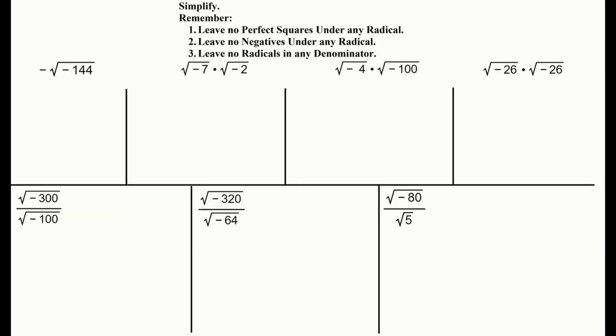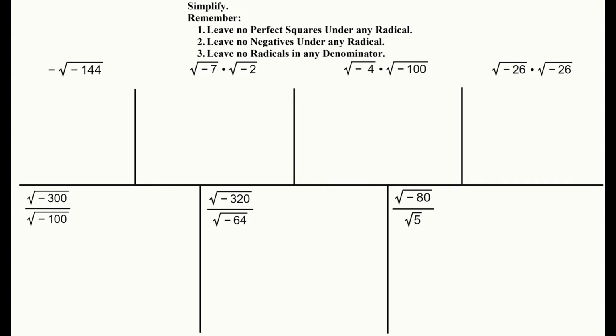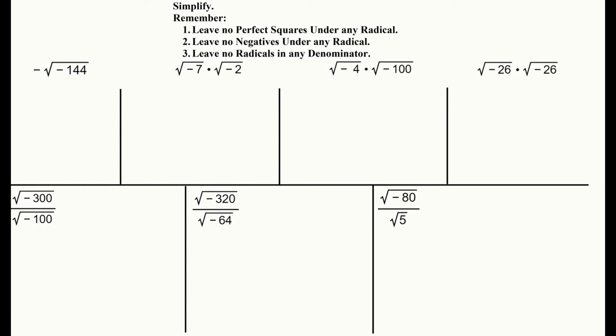All right, so let's go ahead and look at a few more examples here. On this first one, notice that this negative is on the outside of the radical, so we're just going to carry it. And we can go ahead and break up the square root of -144 as the square root of 144 times the square root of -1. So of course we get -12i.